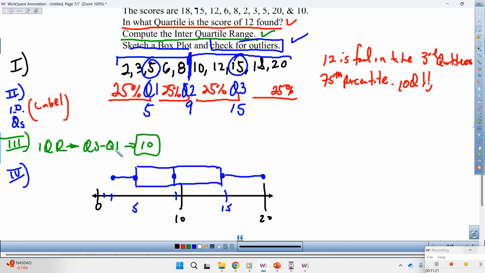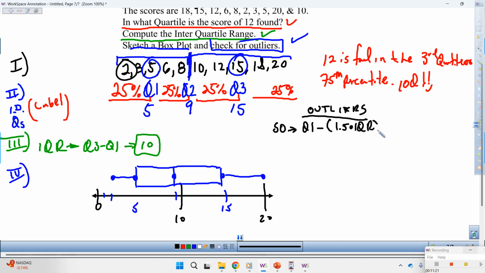Check first the smallest one. The smallest one is a 2. Let's see if that's an outlier on the low end. So we start with our formula. I want you to write outliers. We're going to start with a small one. Small outlier, the formula is Q1 minus, parentheses, 1.5 times the IQR.